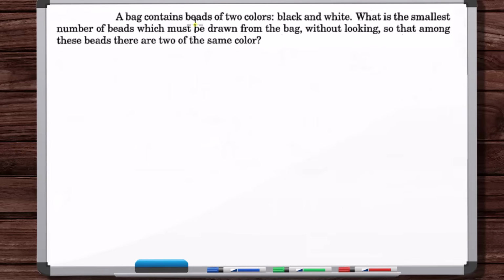A bag contains beads of two colors, black and white. What is the smallest number of beads which must be drawn from the bag without looking, so that among these beads there are two of the same color? Okay, so the smallest number of something happening so that something happens. This sounds like a pigeonhole principle problem, right?